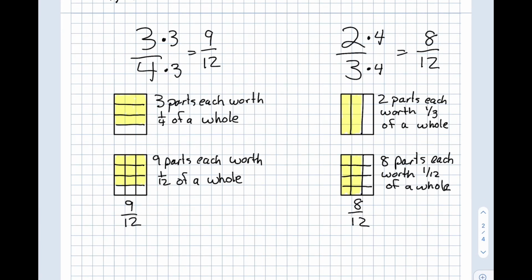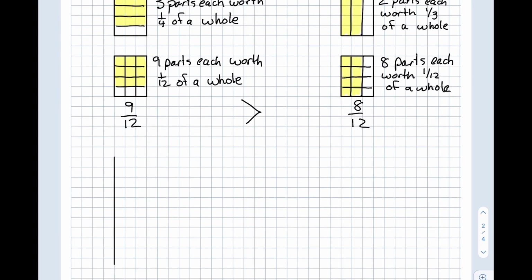Well, we can see that if we count up the shaded parts, we have the same whole. Now we have the same partition, so the same size parts, the same denominator there. And I can see that 9 parts each worth a 12th is more than 8 parts each worth a 12th because 9 is bigger than 8. So 9/12 is greater than 8/12. All that mattered in the end, once we got the common size part, was the number of parts that we had. We could have also done this with a linear model.